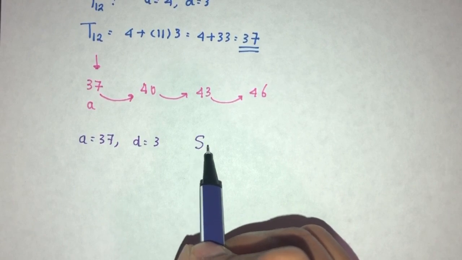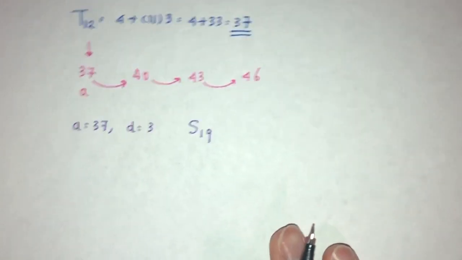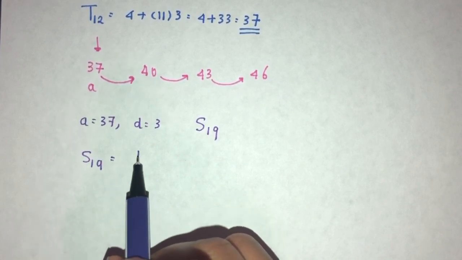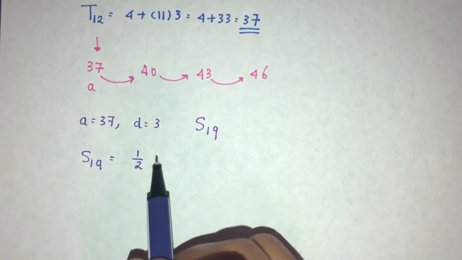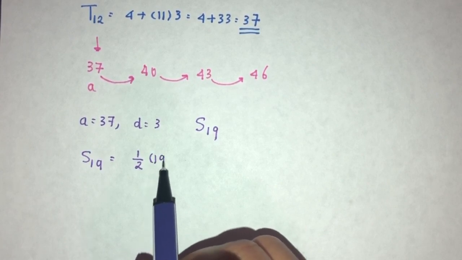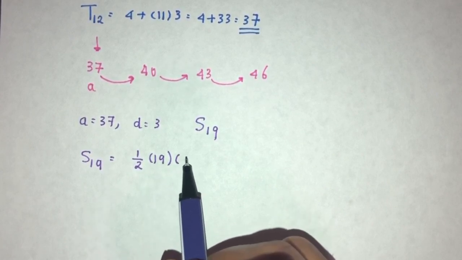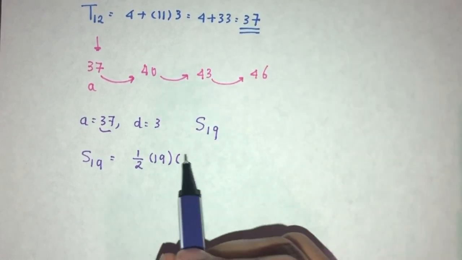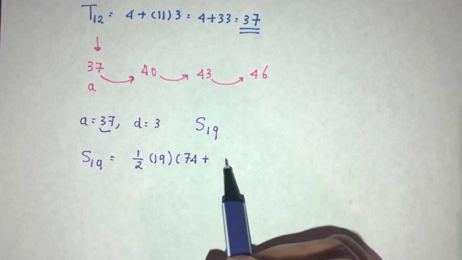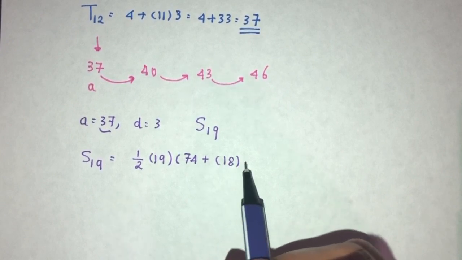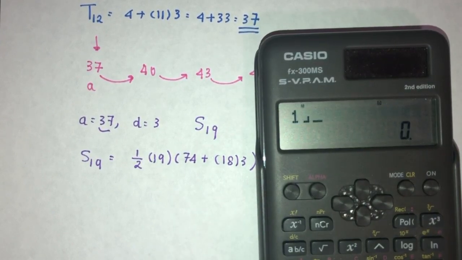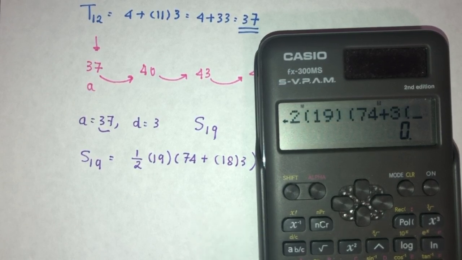We have to find the sum of the first 19 terms. There you go, so that should be 19 terms. Using the formula, that should become half the value of n, which is 19, times 2a. 2 times a, so 2 times 37 will be 74, plus n minus 1, which is 18, times d, which is 3. So we have half times 19 times 74 plus 3 times 18.